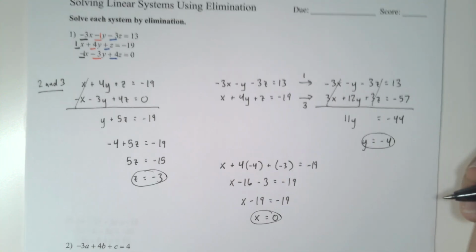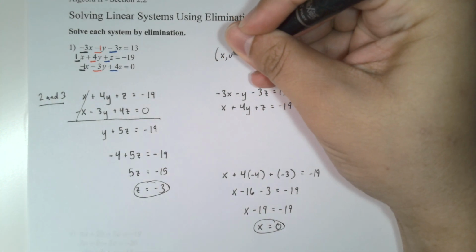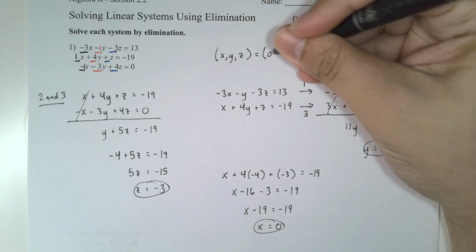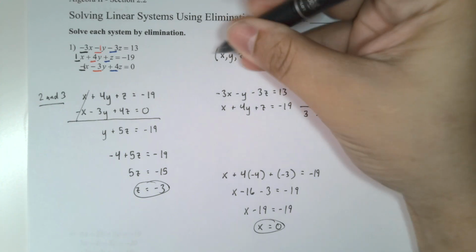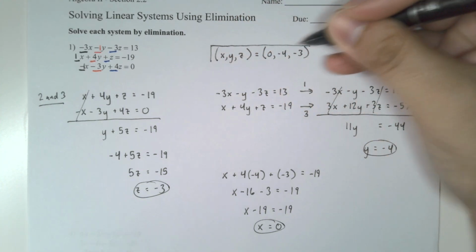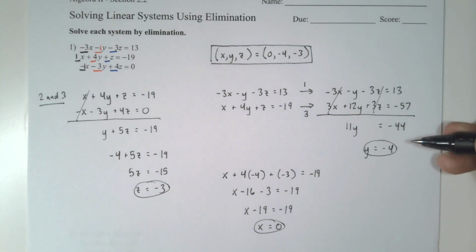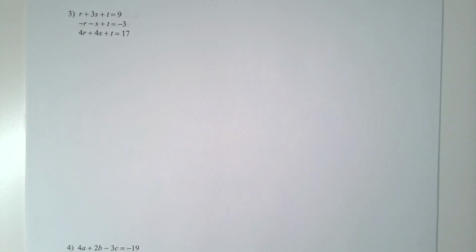So x is equal to 0, and we want to write our final answer as a coordinate. We're going to write x, comma y, comma z is equal to 0, comma negative 4, comma negative 3. And so we have our final answer of this coordinate 0, negative 4, negative 3. All right, let's try the next one. We're going to go on to number 3.